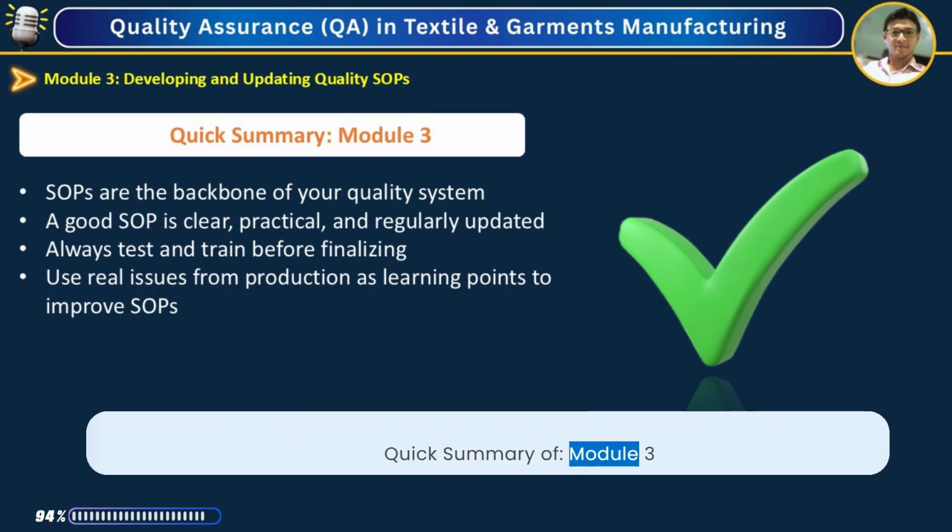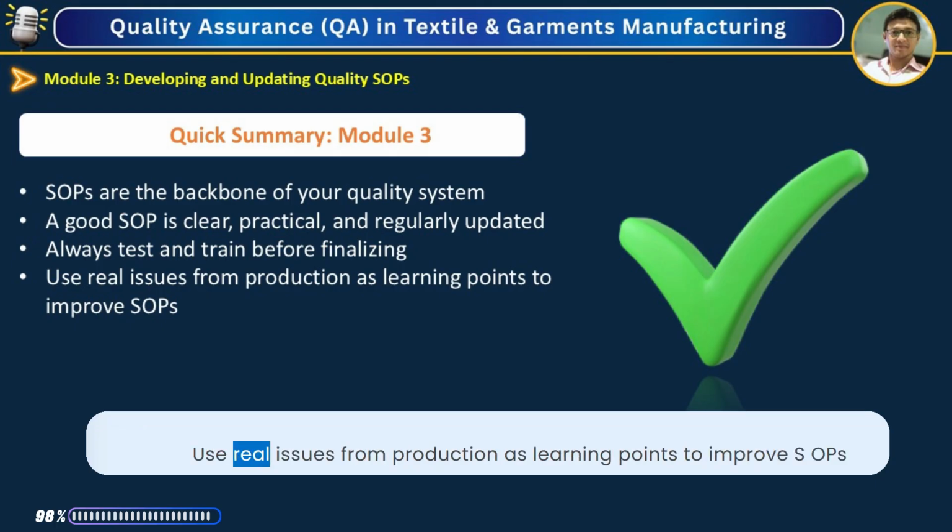Quick summary of Module 3. SOPs are the backbone of your quality system. A good SOP is clear, practical, and regularly updated. Always test and train before finalizing. Use real issues from production as learning points to improve SOPs.